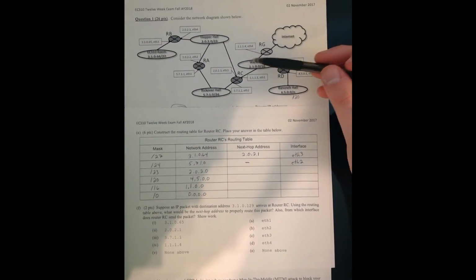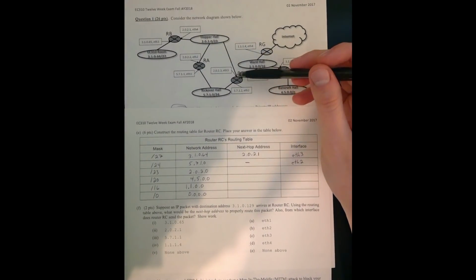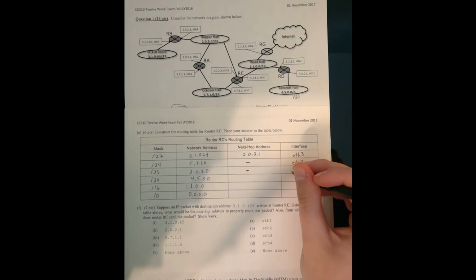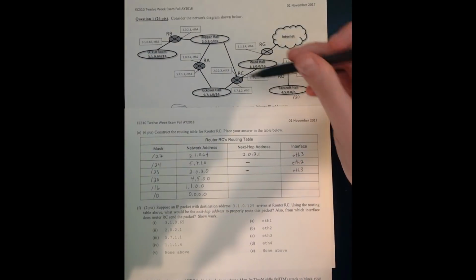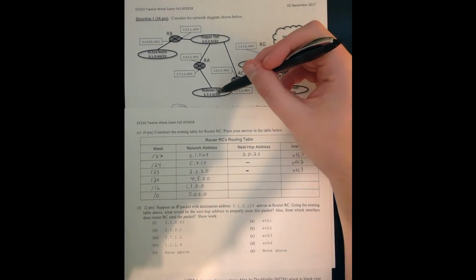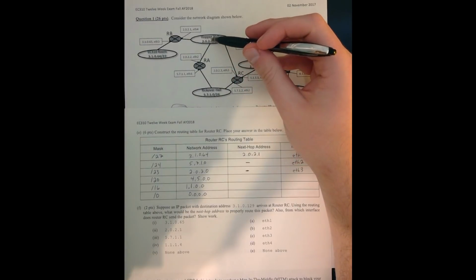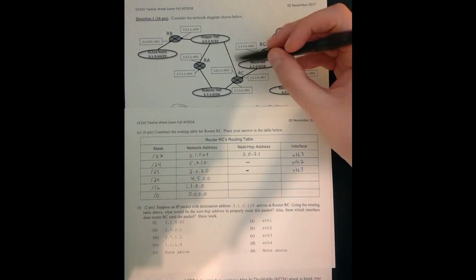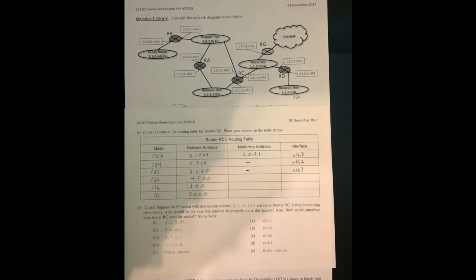Next up, to get to 2.0.2.0, that is also directly connected. There's no router in between us and Hopper Hall. So our next hop is nothing. And that is through Ethernet 3, because that is the line that we're using to go out. There's also an alternate route. If we wanted to go through Rickover, then to Hopper, we could do that as well, but this is a shorter path, so it's likely that this is going to be faster.